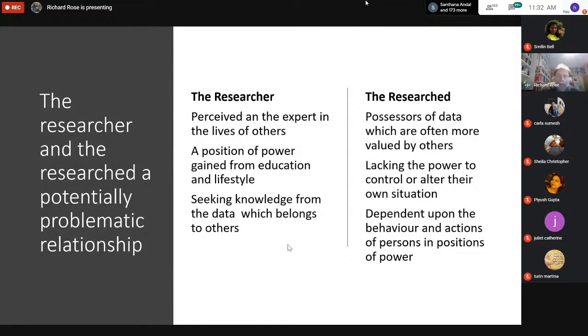And the other thing about the researcher is, of course, often the kind of research that many of us are involved in, we have a very different lifestyle and education from those who we are actually researching. So I'll give you an example from my own experience. I'm currently involved in research in Telangana state in India, working in villages with families who have children with disabilities.